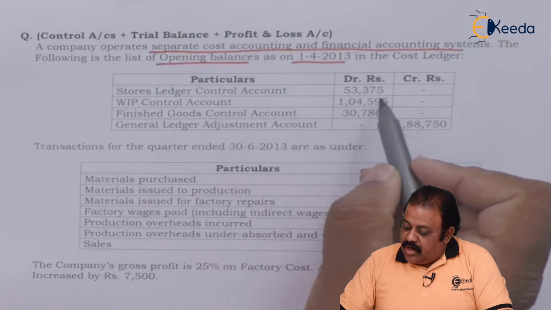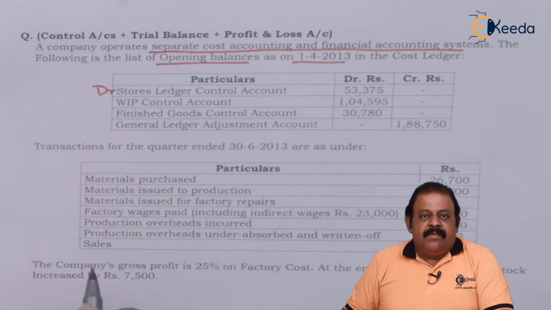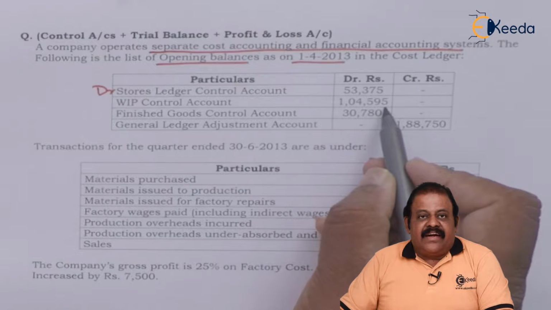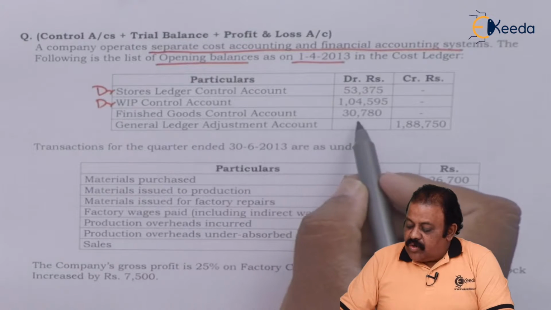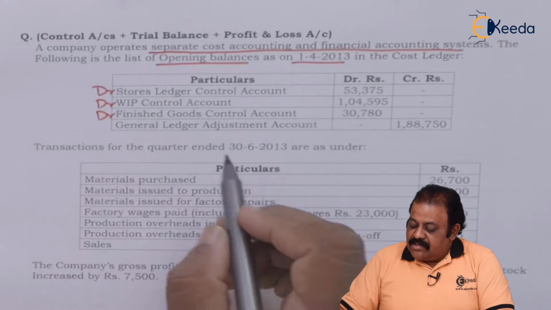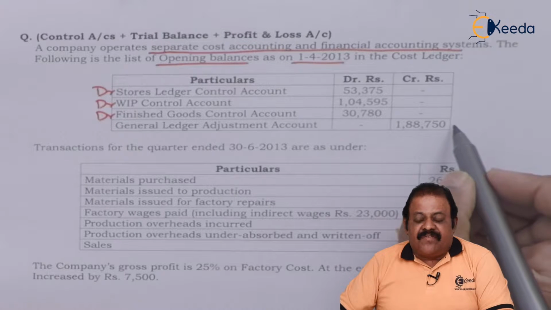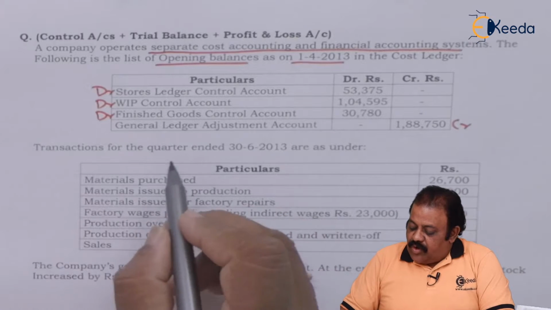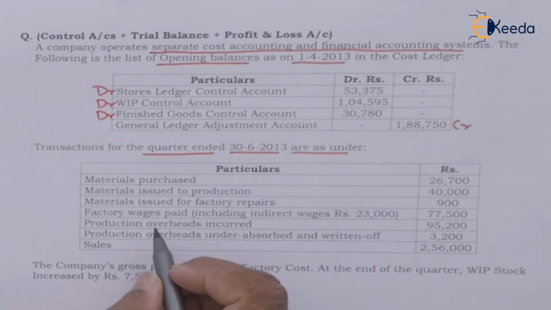Stores ledger control account 53,375, opening debit balance. WIP control account 1,04,595, opening debit balance. Finished goods control account 30,780, opening debit balance. General ledger adjustment account 1,88,750, opening credit balance. Transactions for the quarter ended 30th June 2013 are as under.